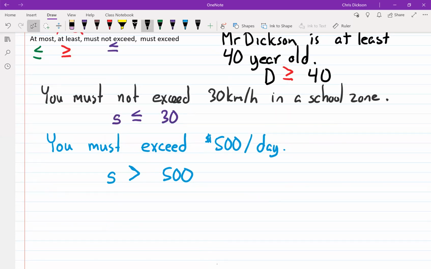So let's do one more example here where we're going to draw the solution. So let's say that I said, I'm going to pick on, who should I pick on here?